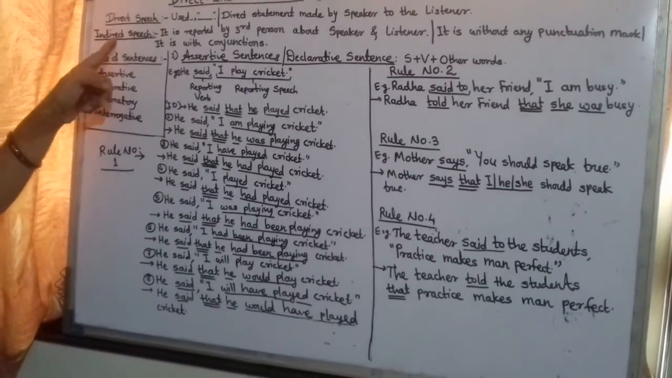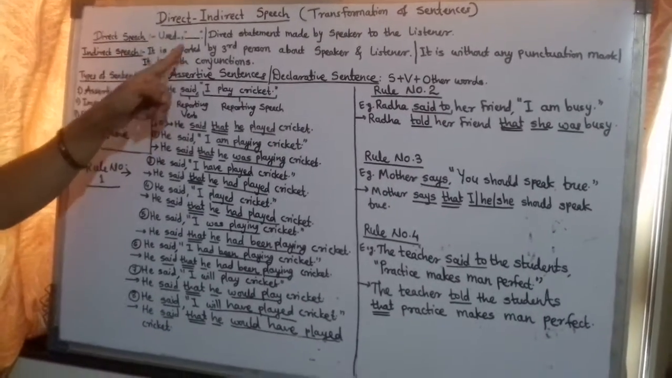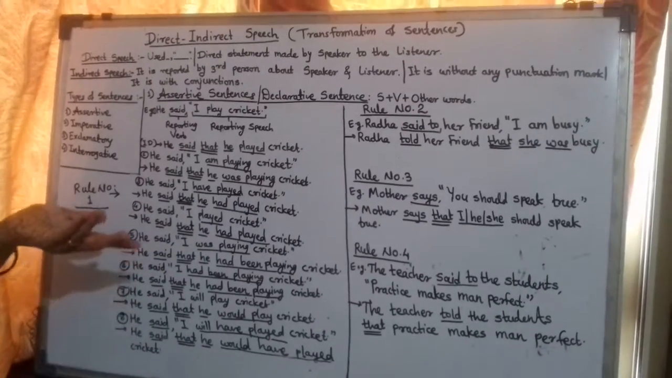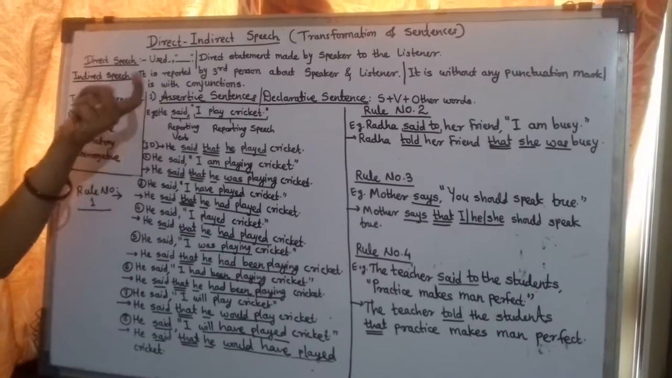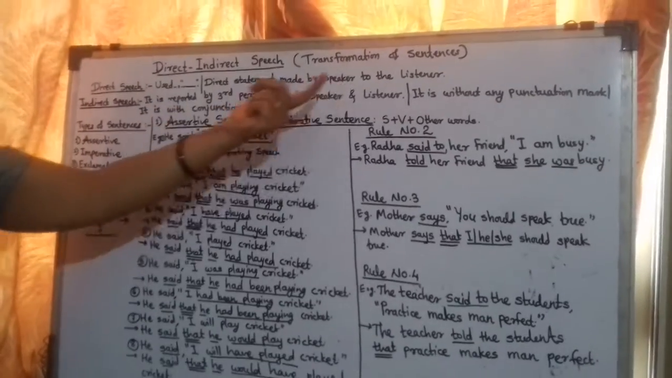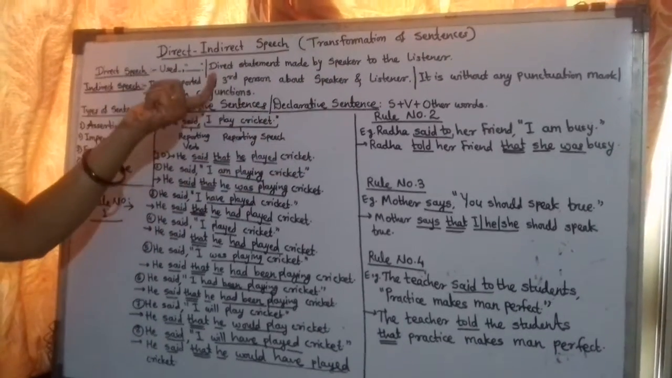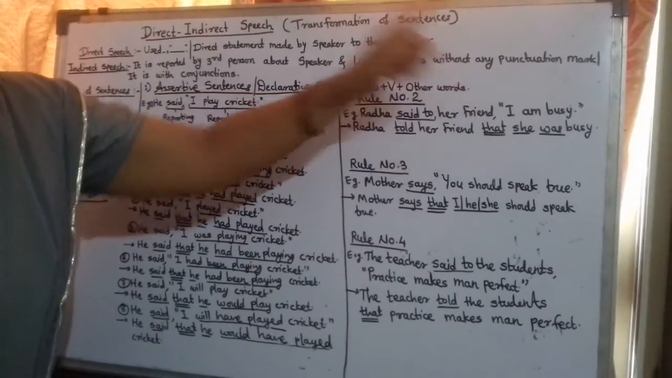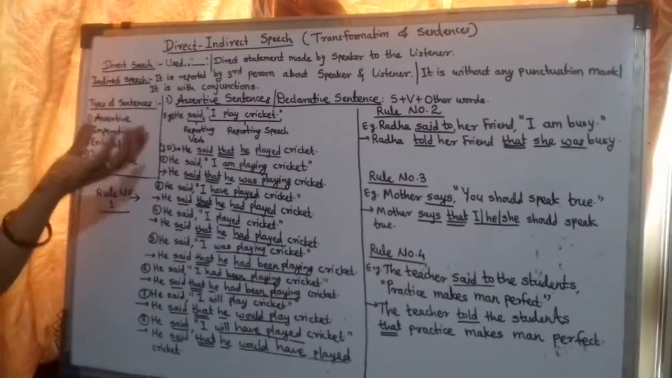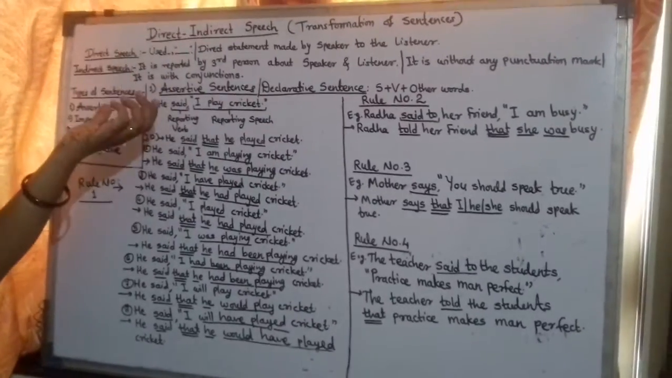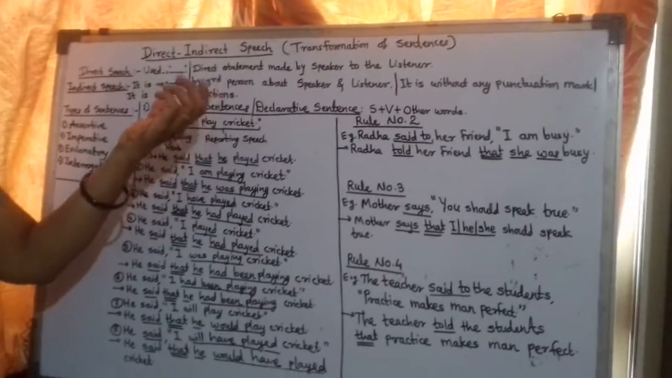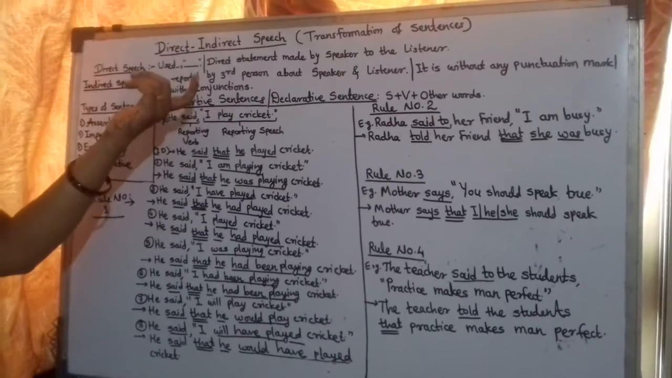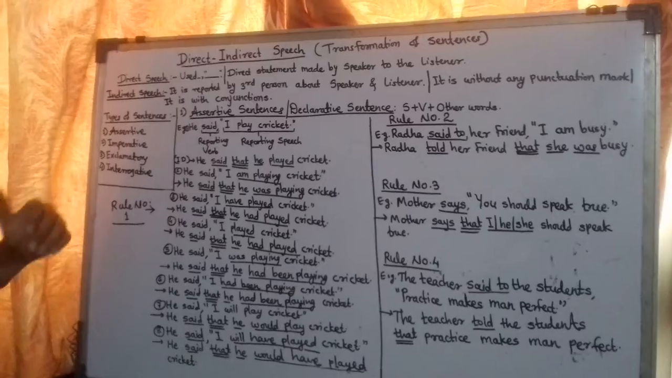On the other hand, indirect speech is reported by a third person, and this reporting is made about the speaker and listener. Means, whatever conversation is going on between speaker and listener is reported by a third person. It is always without any punctuation mark. When we convert a direct statement into indirect, we do not use any punctuation mark. It is always with conjunctions. How? I will explain to you.